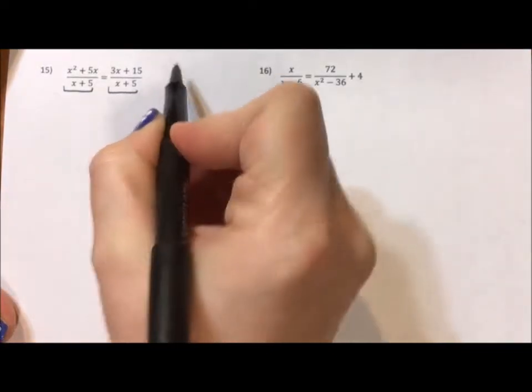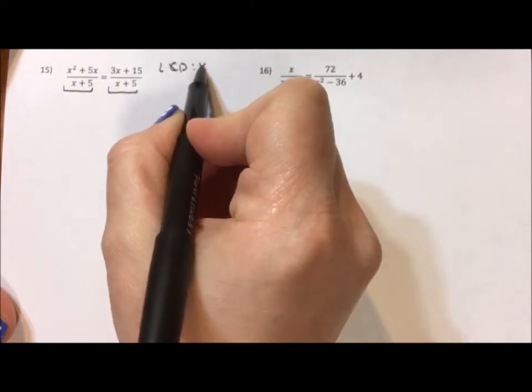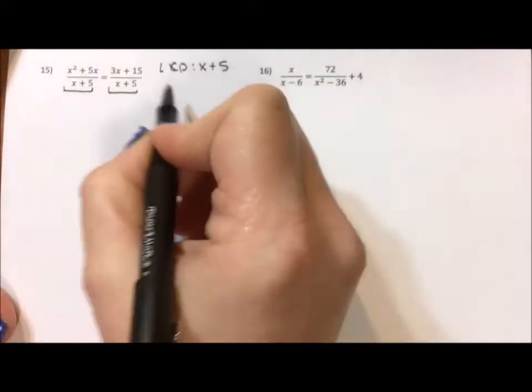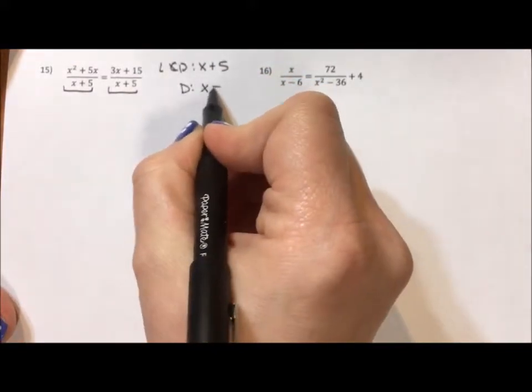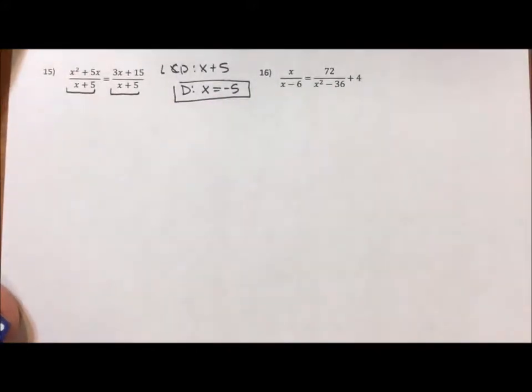There's two terms. Both of them have the same least common denominator, x plus 5. This tells us that x cannot equal -5. Doing the least common denominator does two things for us. It tells us how to clear our fraction, and it tells us what answers we can't accept.